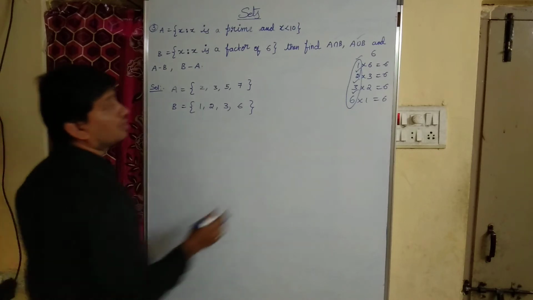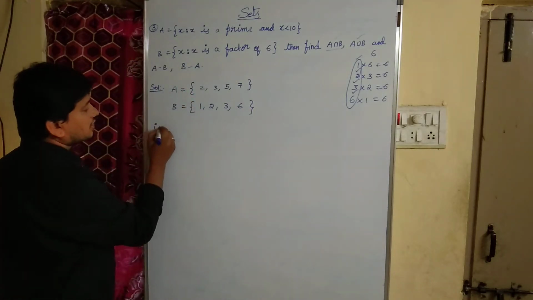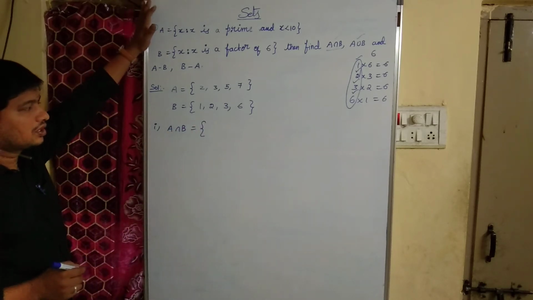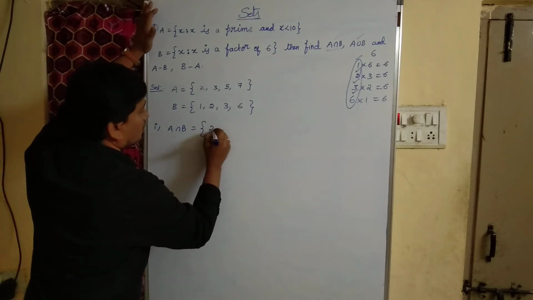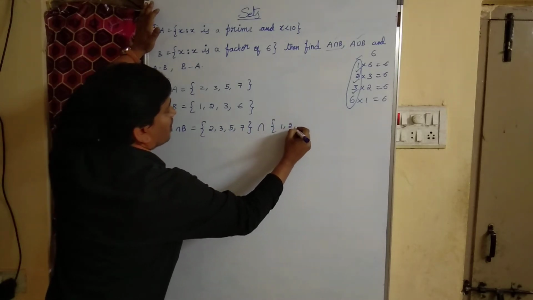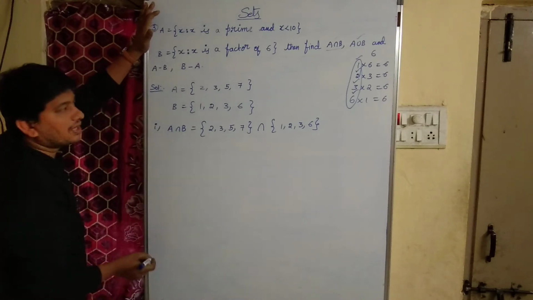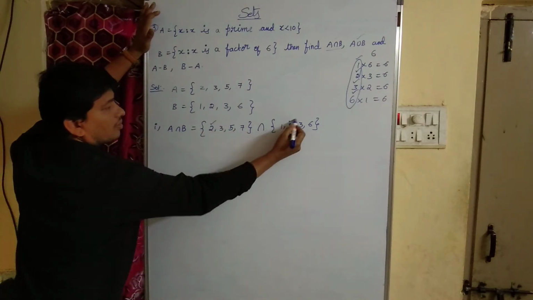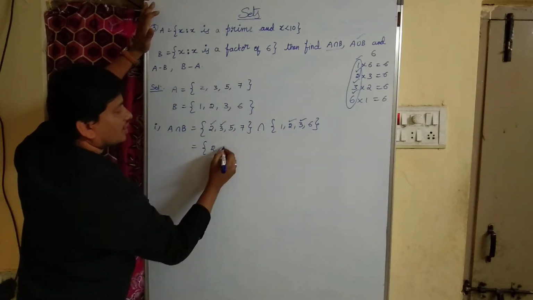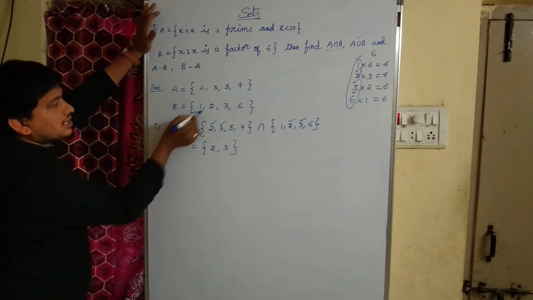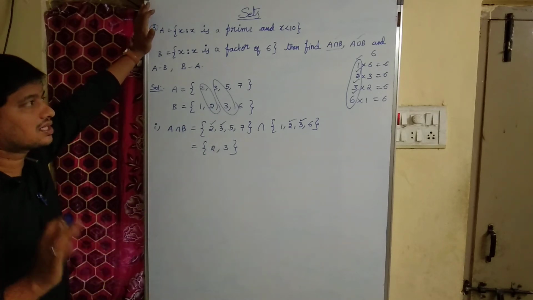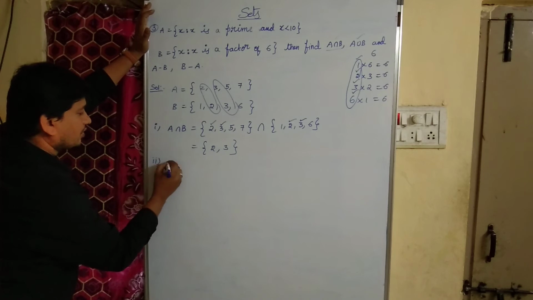Now, what to do? First of all, we need to find out the first question, A intersection B. As I told you, intersection means elements which are present in both set A and set B. I mean common elements. What are the common elements, children? As 2 is there in both the sets, as well as 3 is there in both the sets. So the common elements are 2 and 3. So A intersection B means common elements. Now coming to the second question, A union B.